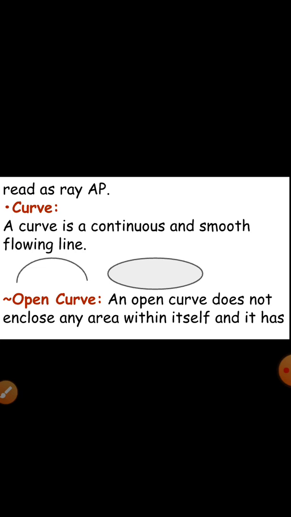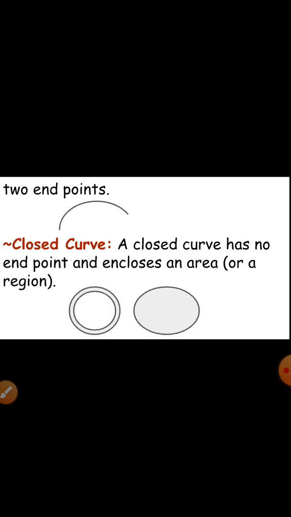An open curve does not enclose any area within itself and it has two endpoints. In the figure, there are two endpoints in an open curve. Next is the closed curve. A closed curve has no endpoint and it encloses an area. Here in the figure, an area is enclosed in a curve, so it is a closed curve.